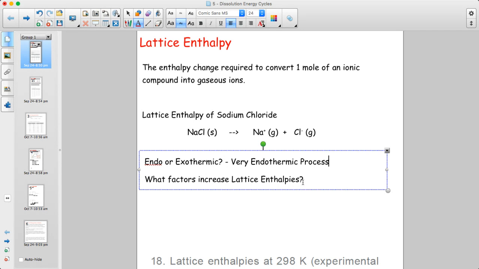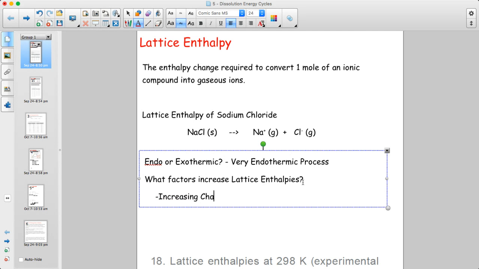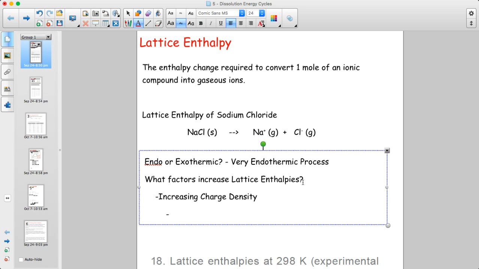So what factors increase lattice enthalpies? Well, anything that increases charge density will increase a lattice enthalpy. So basically you got two ways you can do that. Probably the most important is the increasing charge of the ion.